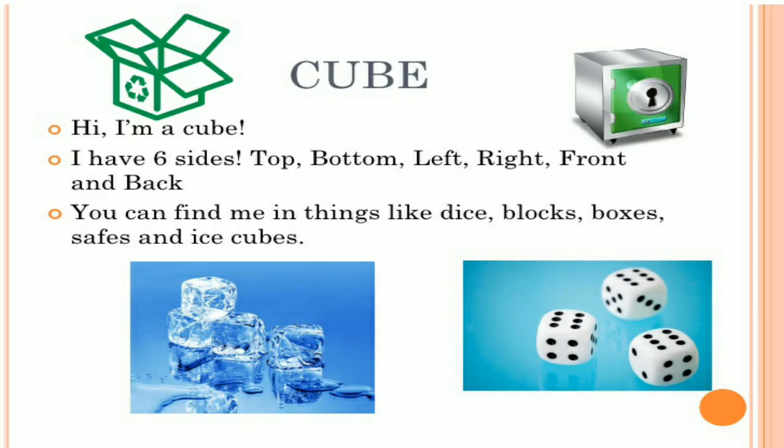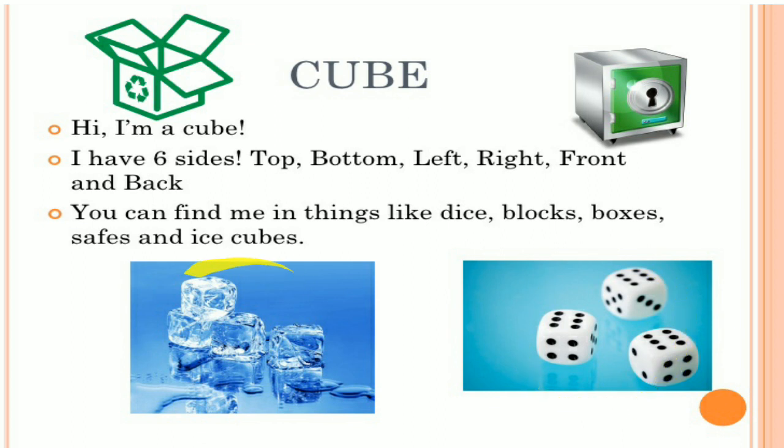First, cube. So here we can find a cube. Ice is also a cube. Here we can find a cube. A box is also in a cube shape. So I am a cube. I have six sides: top, bottom, left, right, front, and back. So it's a cube, and a cube has six sides: top, bottom, left, right, front, and back. You can find me in things like dice. So dice have a cube shape.